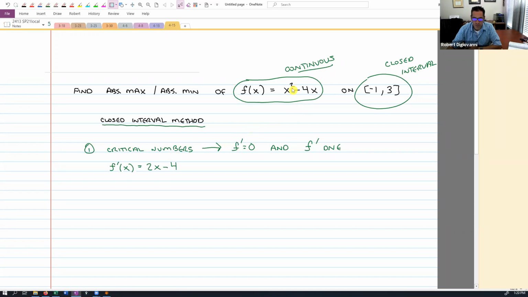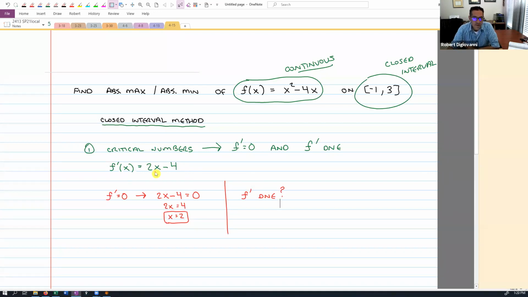That's just the good old fashioned power rule. 2 comes out, right? Derivative of negative 4x is negative 4, and we're done. Now let's check the two things. First, where's the derivative 0? Well, that just means I need to take the derivative and set it equal to 0. And that's a nice little linear equation, right? We can just move the 4 over to the other side, adding it, and divide by 2, and we get x is 2. So far, we have one critical number. It is 2. Now I need to ask myself, where does the derivative not exist?